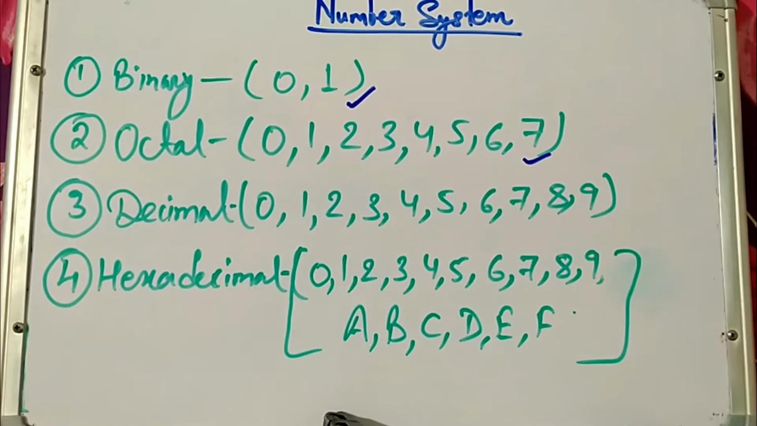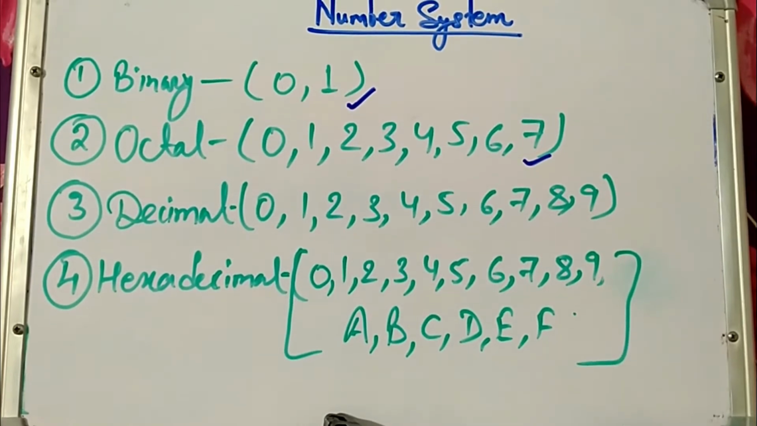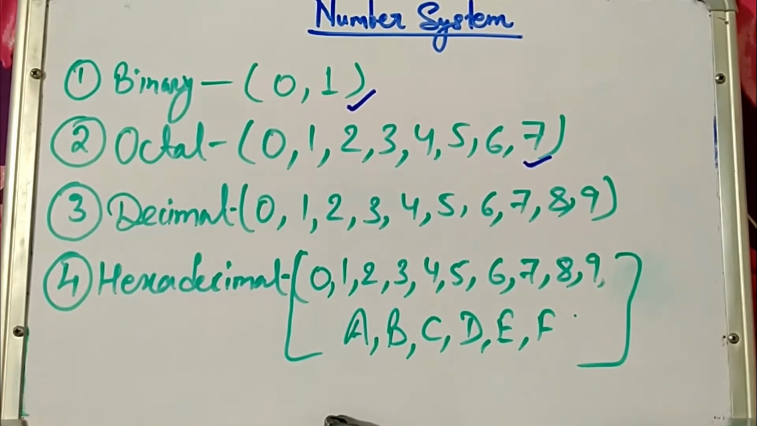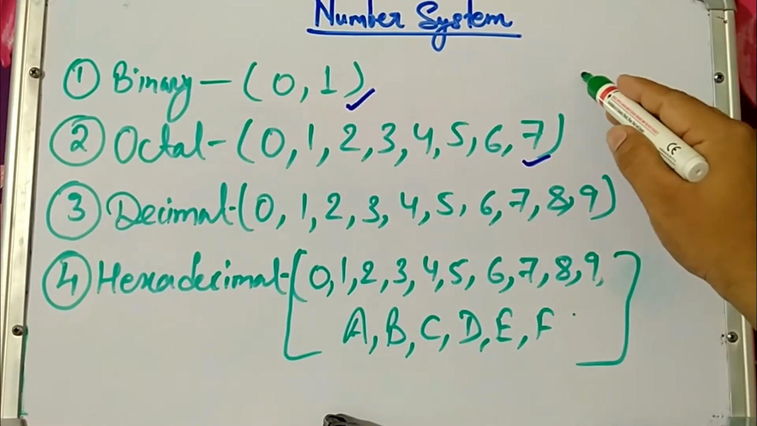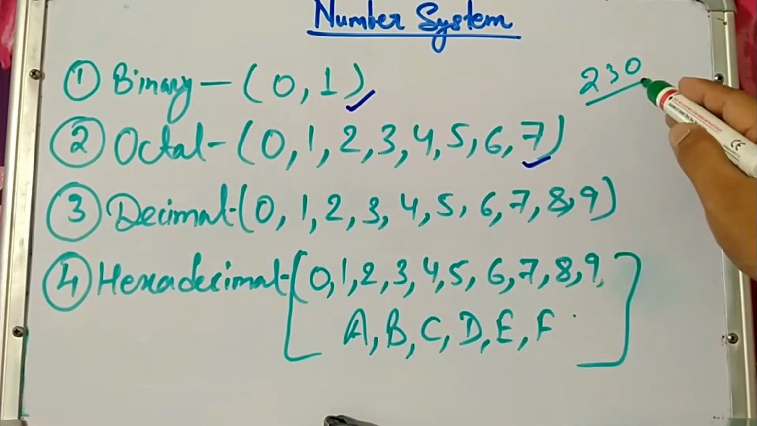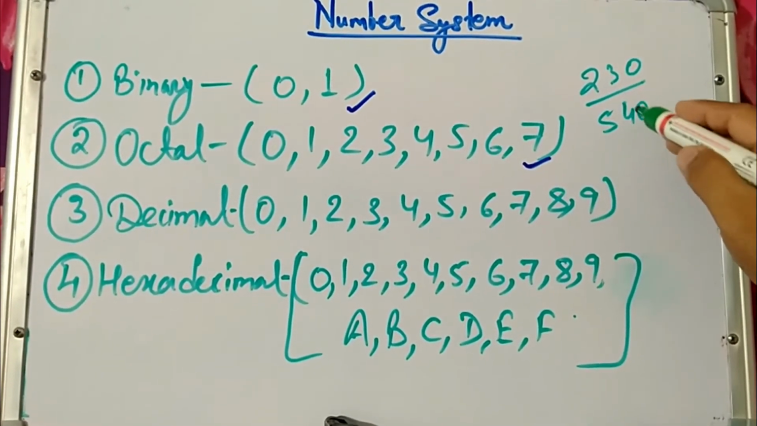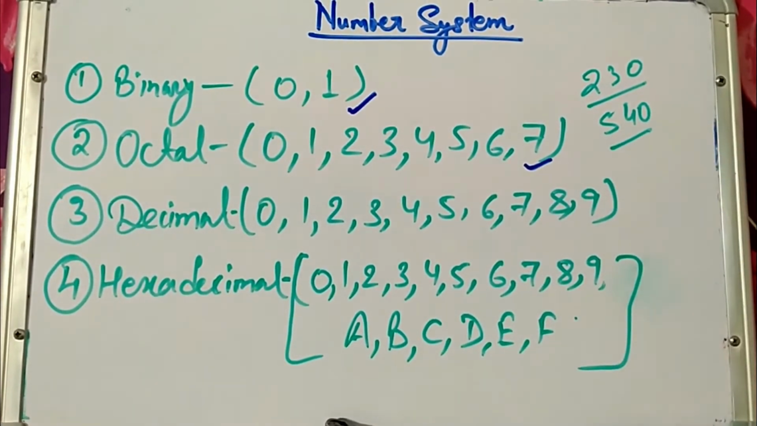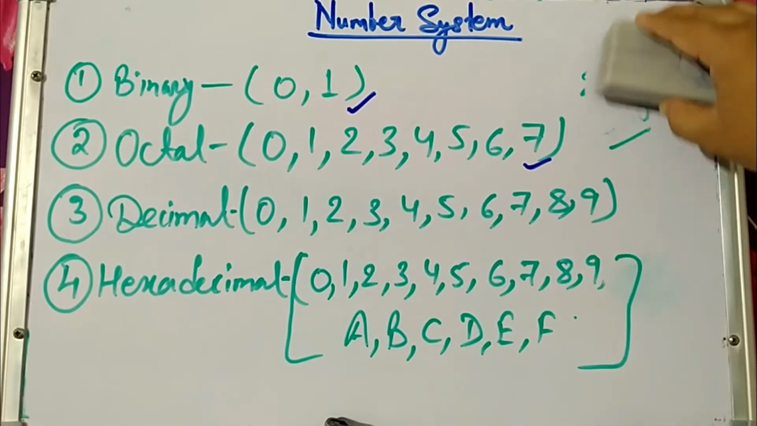My dear students, you all are using the decimal number system. Let me give you one example. If you want to write 230, 520, or 540, this is the decimal number system. Whatever you use in general life is a decimal number system. I think this is clear to you.